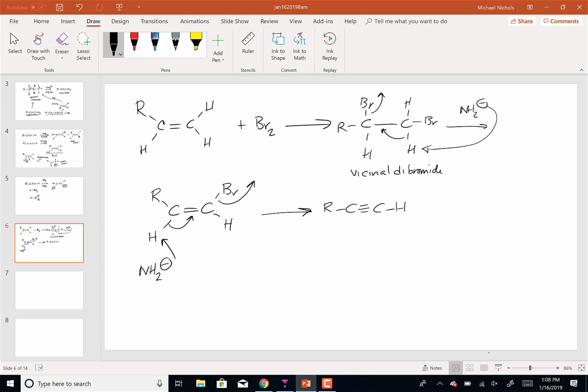So vicinal just means that the two groups are next to each other. The 1,2 is relative numbering. It just means that they're next to each other as well. Okay, so that's a vicinal dibromide. This one, with the bromine attached directly to the double bond, is called a vinyl bromide. So there's vicinal, which means the two groups are next to each other, and vinyl, which means that the group is attached to the double bond. And then there'll be a third one, which is the one where the bromines are attached to the same carbon.